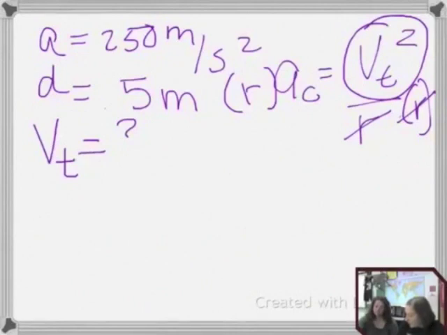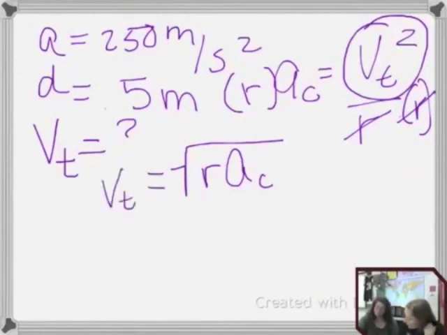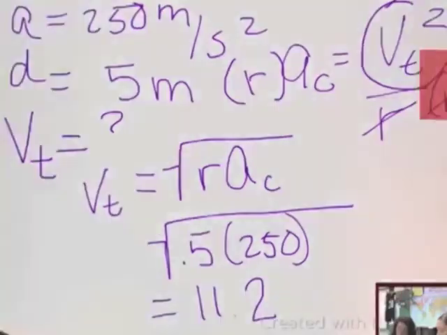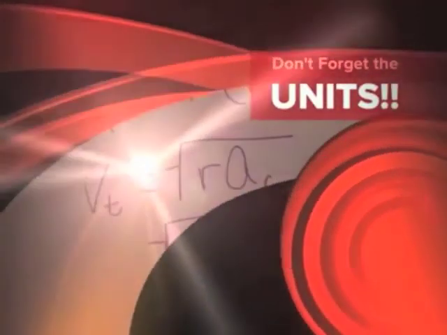So that we can write it as VT is equal to the square root of R times AC. And this time, because we did that first, now we can just plug in the numbers as is, right? Yes. So we have the square root of 0.5 times 250. And if we stick that in the calculator, we get 11.2, right? Yes. So same answer, two different ways to do it. You pick the one that works for you. And are the units still the same? Yes, ma'am, because we're still finding velocity, meters per second. All right. Okay.